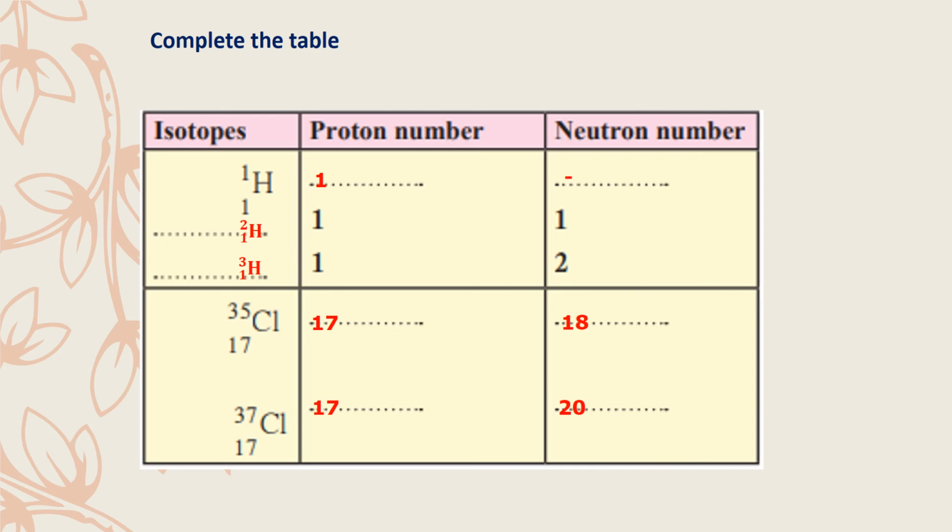Now the next isotope of chlorine, that is chlorine 37, 17Cl37. So proton number is 17 only. Neutron number will be 37 minus 17. So it will be 20 is the neutron number.